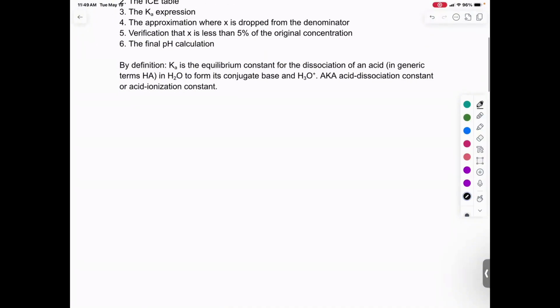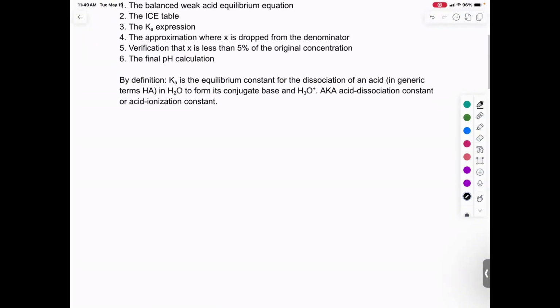But let's get started. By definition, the Ka is an equilibrium constant, and it's for the dissociation of an acid. We call that in generic terms HA, right? So H is your hydrogen, A is some anion. It could be polyatomic or monatomic. And we're going to put that in water. It'll form its conjugate base, whatever that might be, and we'll say that conjugate base is A minus.